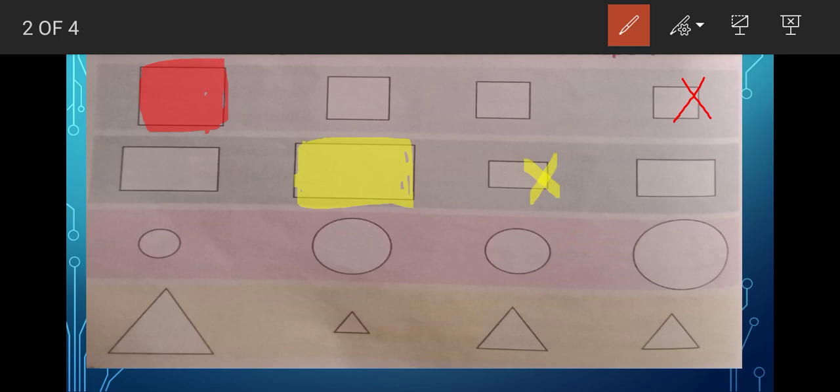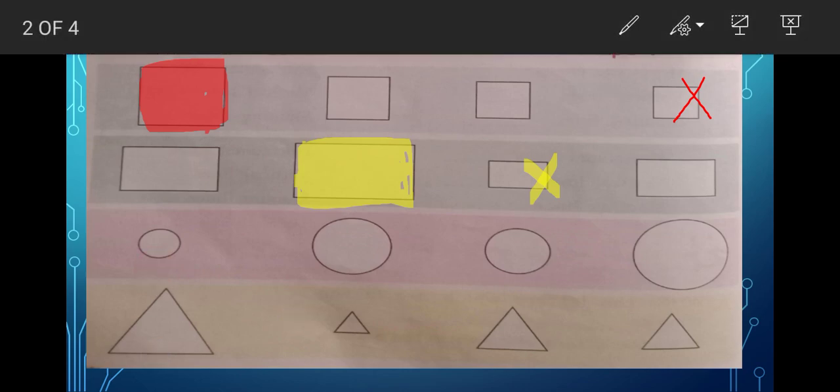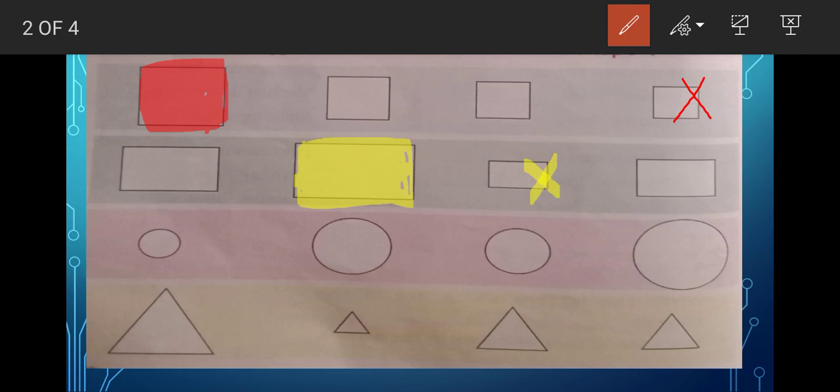Okay children, in the same way the third picture is of circle. Okay, so here the biggest one is the last one, right, and the smallest one is the first one. So let me first choose any color. I have chosen now green, so this one I have crossed. Okay, and the biggest one is the last one, so let me color this one.